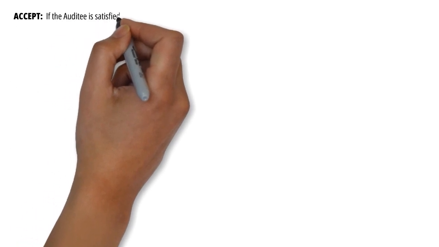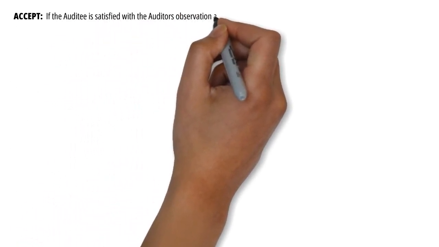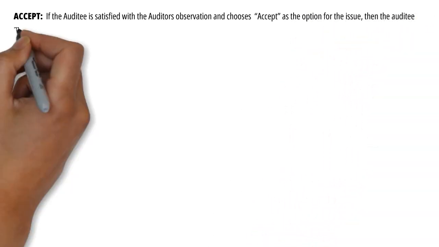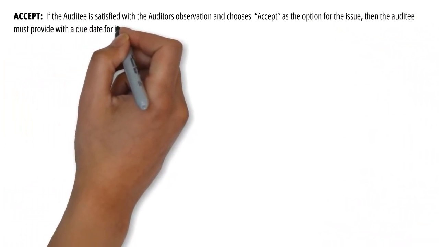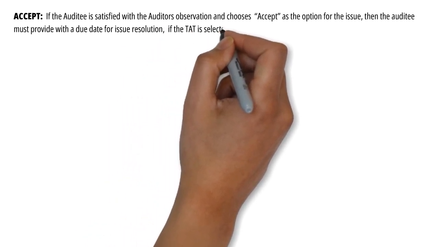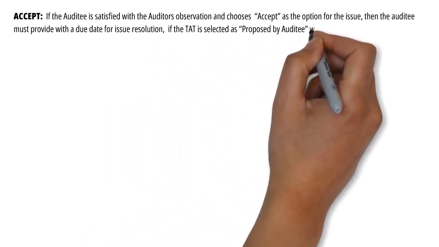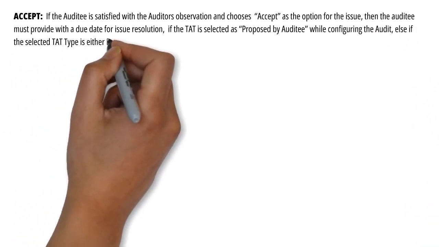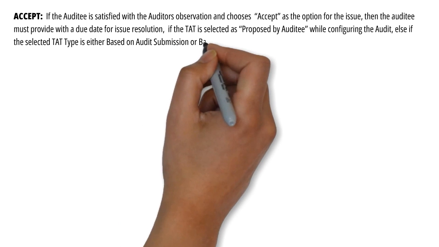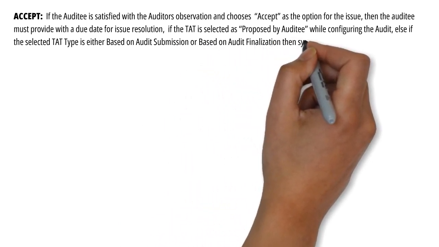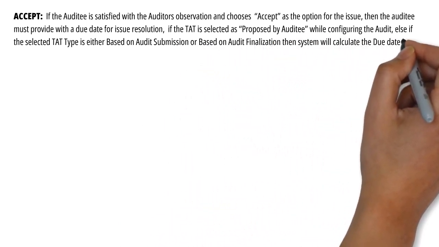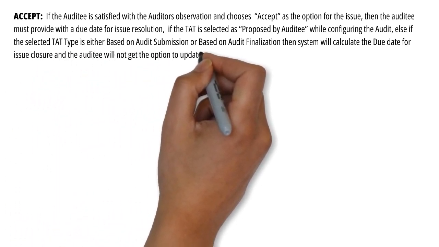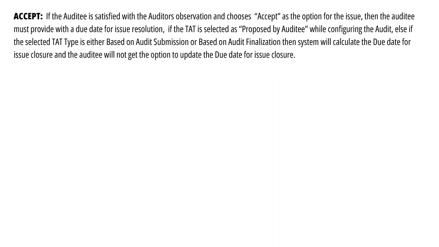Accept. If the auditee is satisfied with the auditor's observation and chooses Accept as the option for the issue, then the auditee must provide a due date for issue resolution, if the TAT is selected as proposed by auditee while configuring the audit. Else, if the selected TAT type is either based on audit submission or based on audit finalization, then the system will calculate the due date for issue closure, and the auditee will not get the option to update the due date for issue closure.